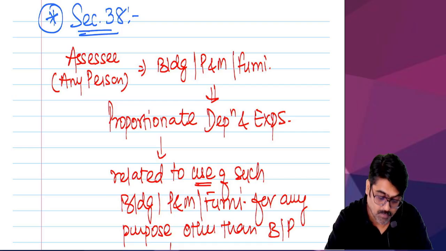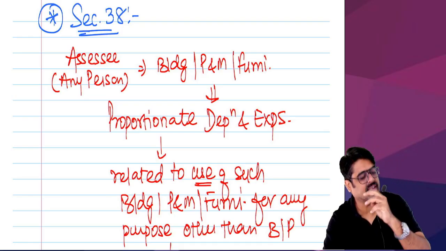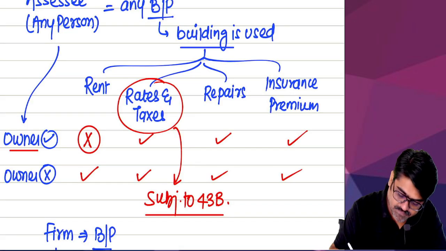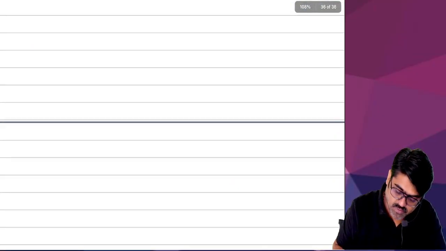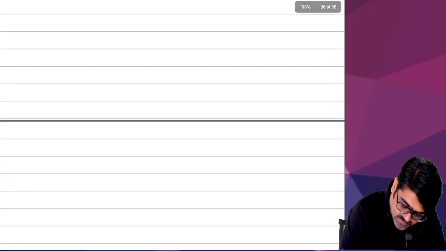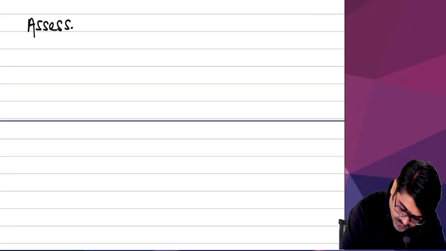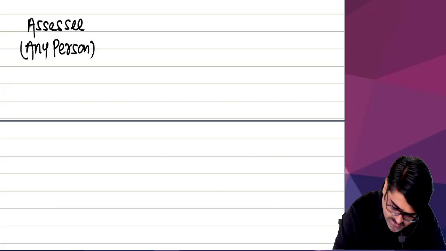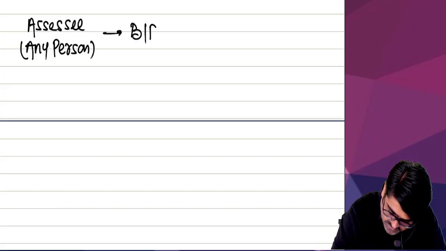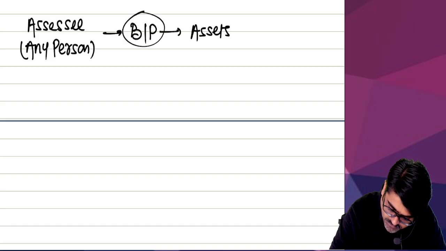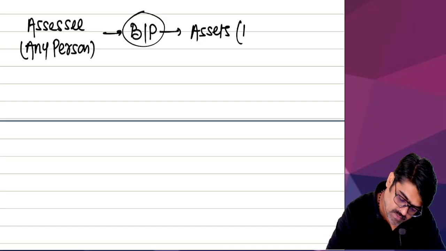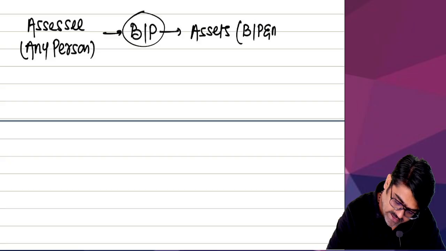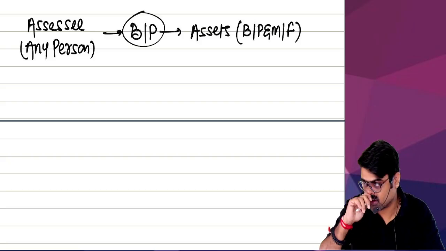Okay, no? Now pay attention. Depreciation is under which section? 32. Now see, be very careful. You are an assessee, okay? Assessee can be any person: individual, HUF, company, firm, any person. The assessee is doing a business or profession. Now in this business or profession, different assets are used. What type of assets are used? Building, plant and machinery, furniture, yes or no?